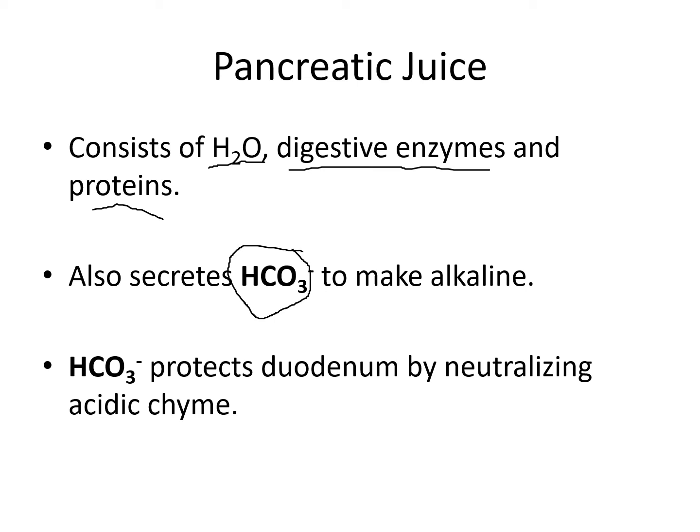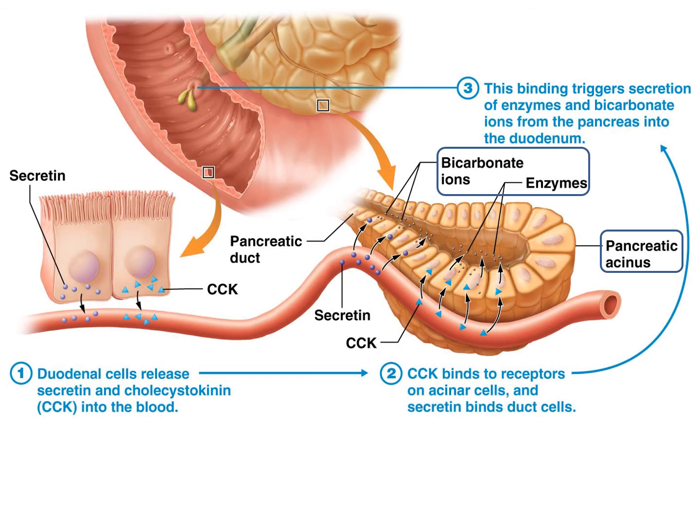And remember that bicarbonate acts as a buffer to make the pancreatic juice alkaline. Okay? Remember the alkalinity is important because the bicarbonate will protect the duodenum by neutralizing the acidic chyme that's coming from the stomach. Because the small intestine is not as protected as the stomach.